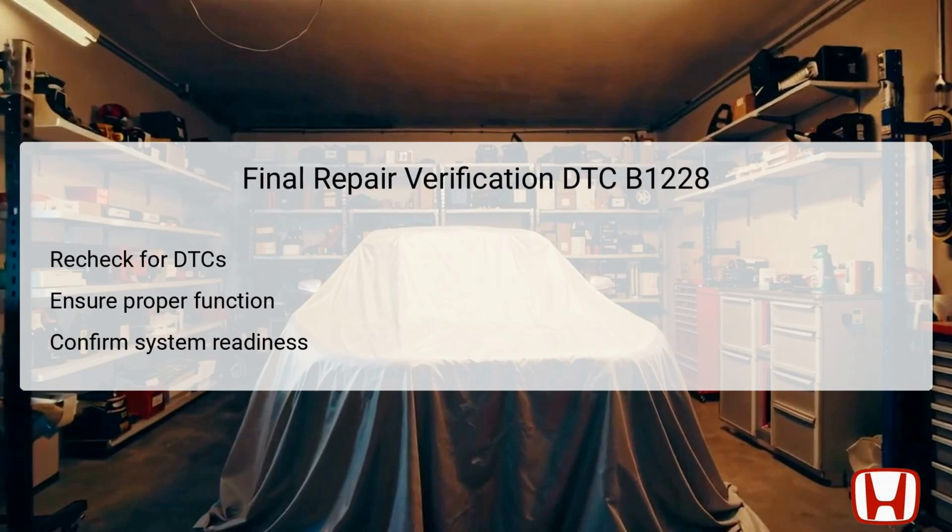Finally, ensuring that the system is in a state of readiness confirms that all repairs have been successful and that the vehicle is functioning properly, ensuring comfort for all occupants.